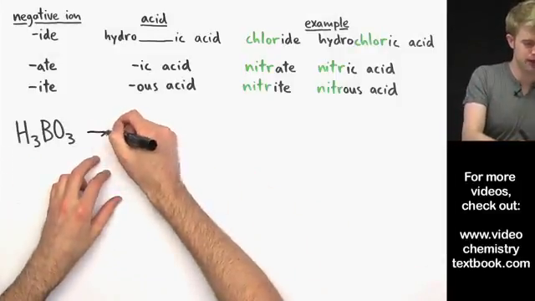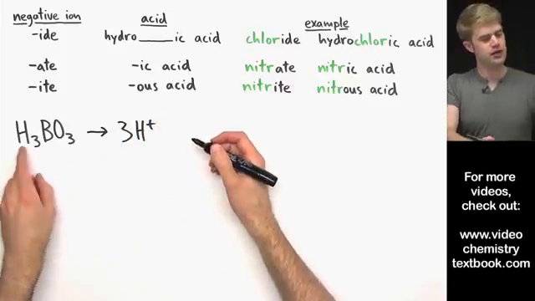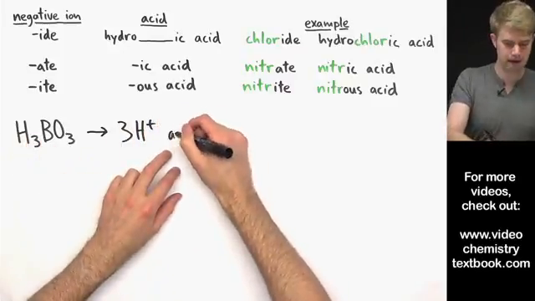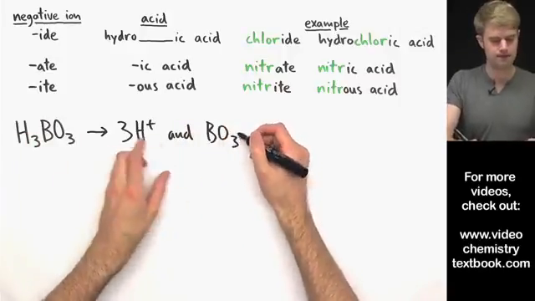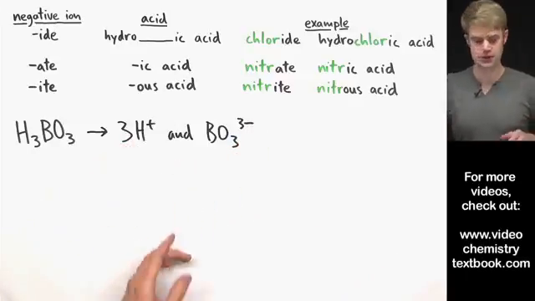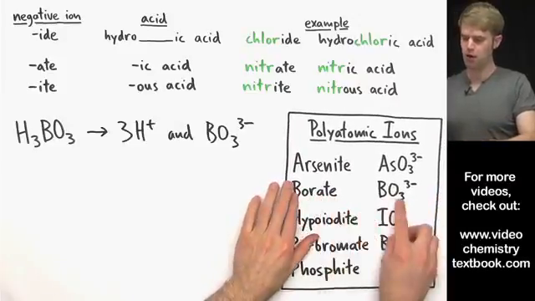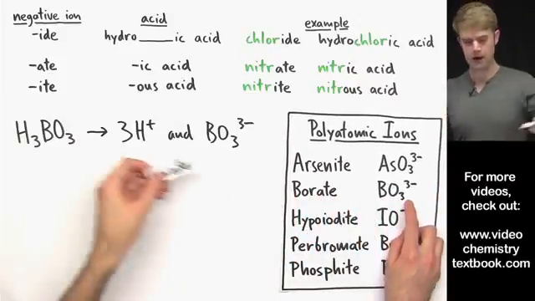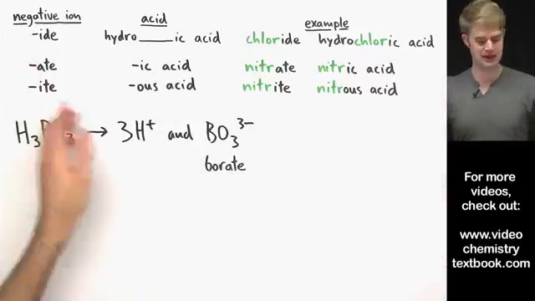H3BO3. Let's break it apart, find out what this negative ion is. We have 3 H pluses from the H3, and the other part is going to be BO3 with a 3 minus charge to balance out the 3 H pluses. This is a polyatomic ion. What's its name? Its name is borate. Borate, BO3, 3 minus.